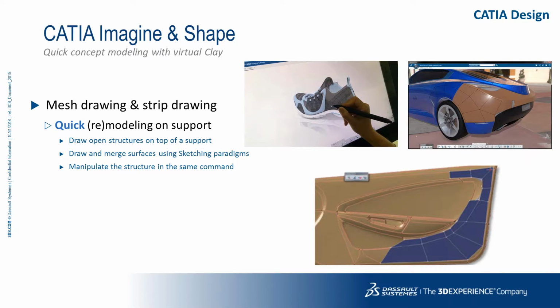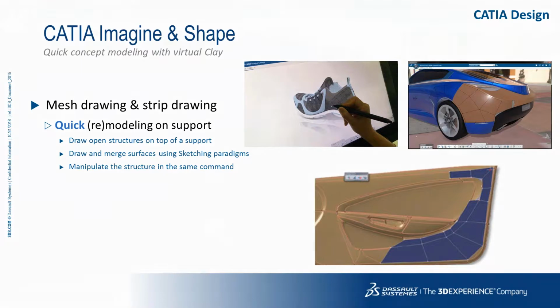So in other words, strip modeling allows the user to draw subdivision patches on existing legacy surface data, scan data, or both. This is great for updating an existing subdivision model to capture changes being made on a physical clay property. And you can draw open structures on top of a support, draw and merge surfaces using the sketching paradigms. You saw that in the last video, and manipulate the structure in the same command.